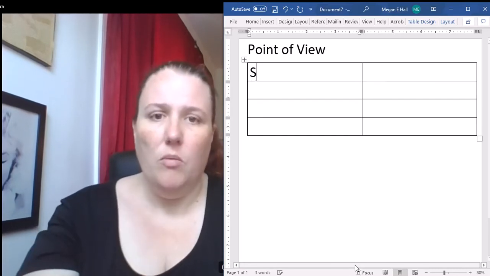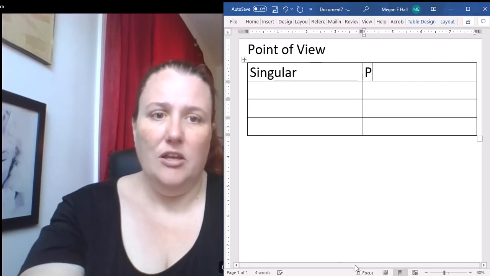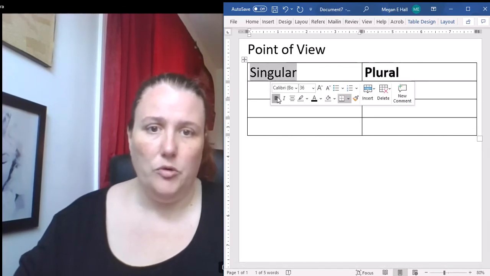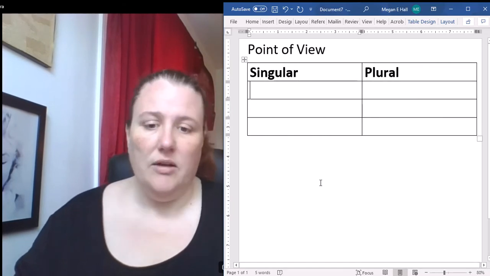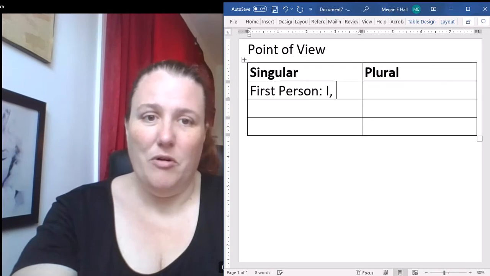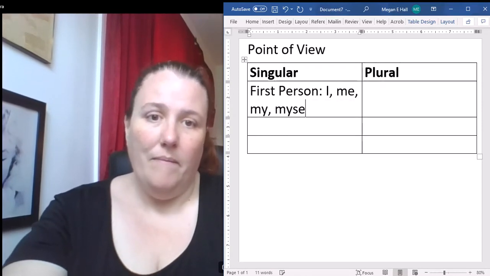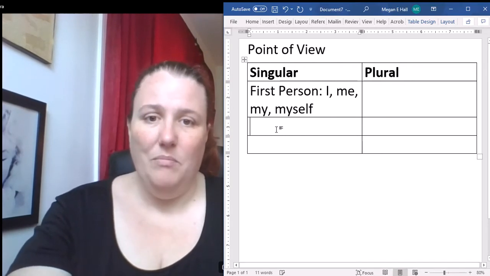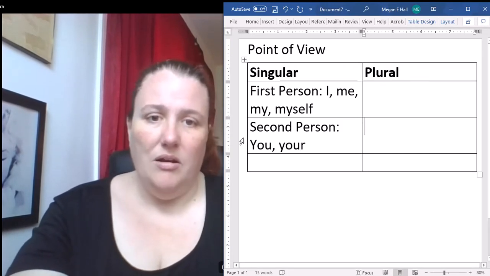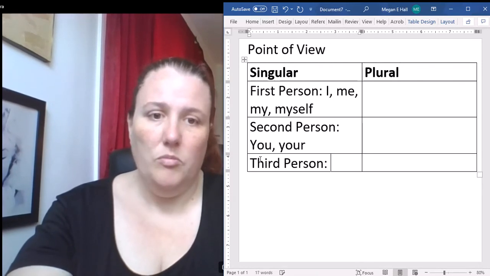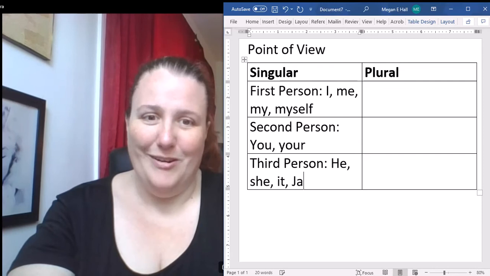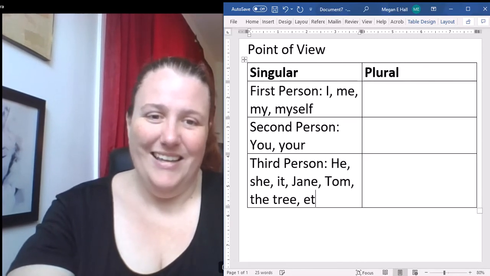So first, when we look at point of view, we have singular and we have plural. Plural is not used very often, but I mention it because there are a few stories that use plural points of view. It's a really interesting effect. So first person would be using pronouns like I, me, my, myself. Second person, singular, would be you and your. And third person would be he, she, it. And then the words that those substitute for. So Jane, Tom, the tree, etc.